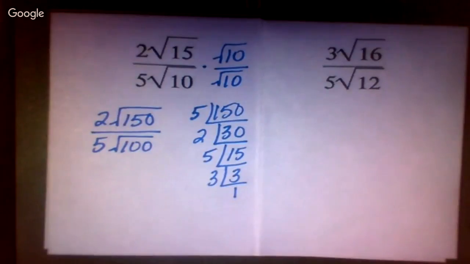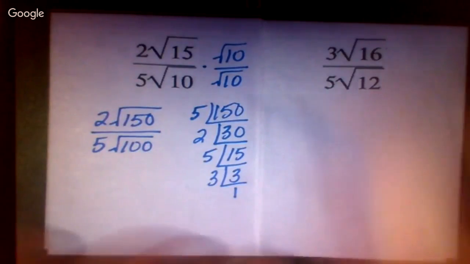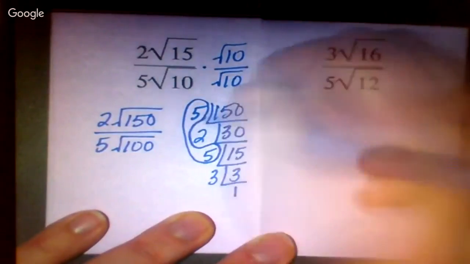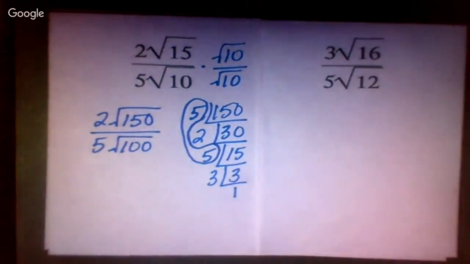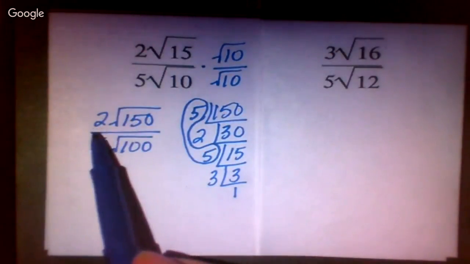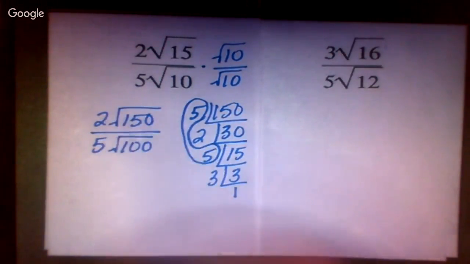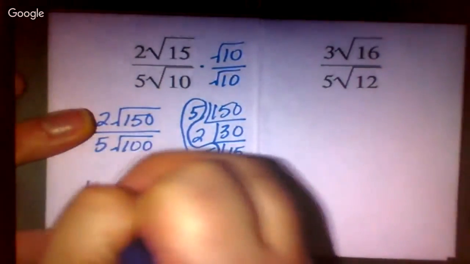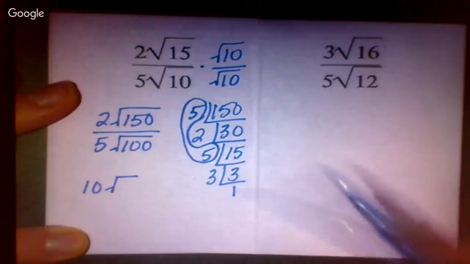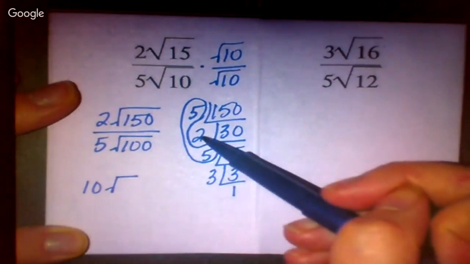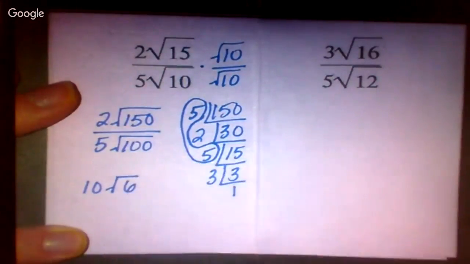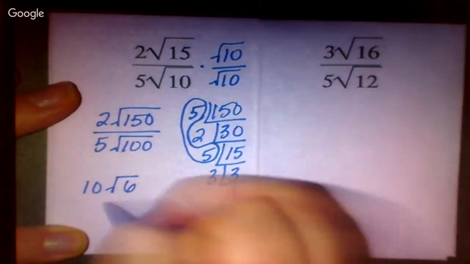So what can I circle to pull out? The two 5s. They're not beside each other, so be careful that you don't miss that 2. I can pull the 5 out front and it gets multiplied with my 2. So 5 times 2 gives me 10. And what's left underneath the square root? A 3 and a 2, which makes it 6. 3 times 2 is 6.